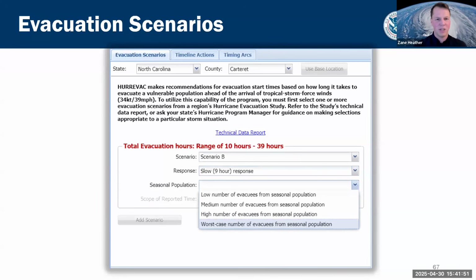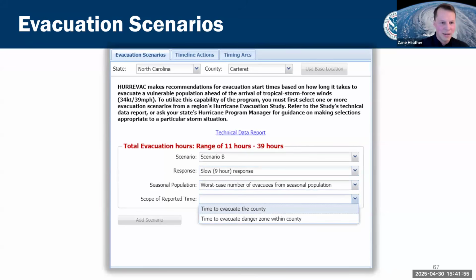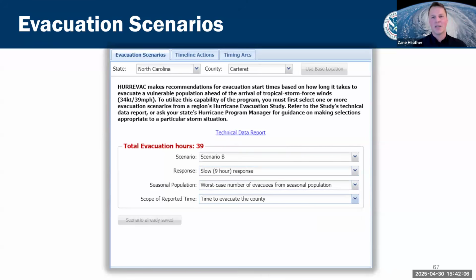When it comes to seasonal population, we use the worst case number of evacuees, so high seasonal population, and the scope of reported time. So you're looking at the time it takes for that evacuating population to get out of the county, not relocate within the county. Based on all those variables, we've got a total evacuation clearance time of 39 hours. So we can use the evacuation scenario picker here to get to that clearance time.